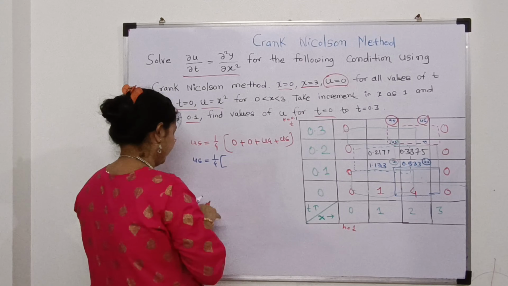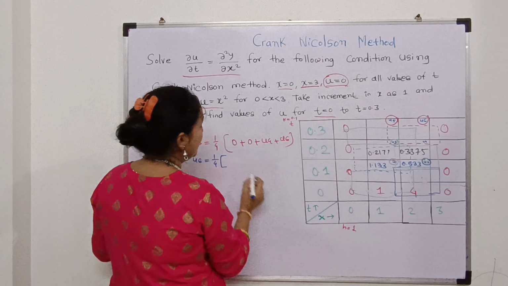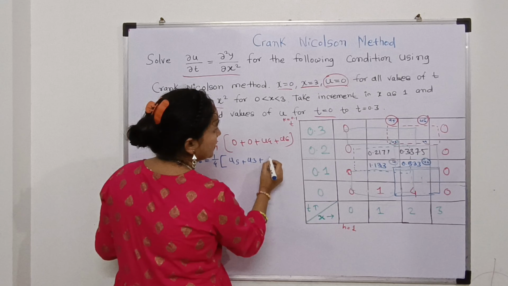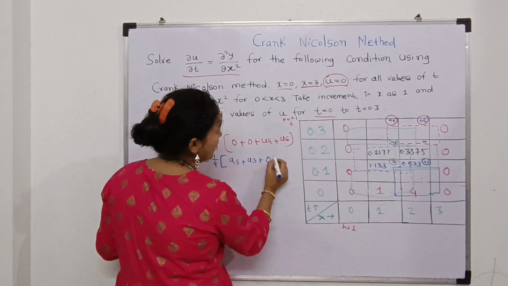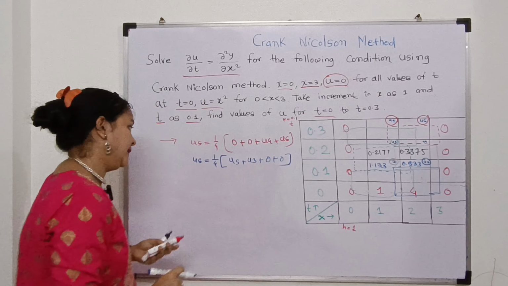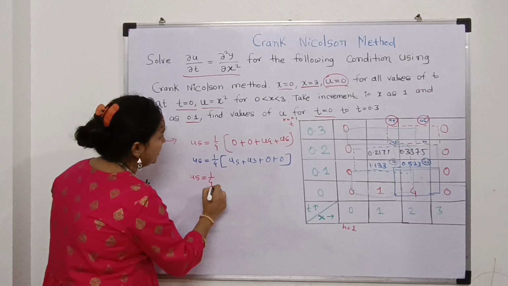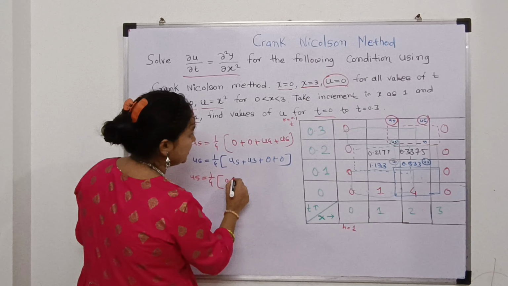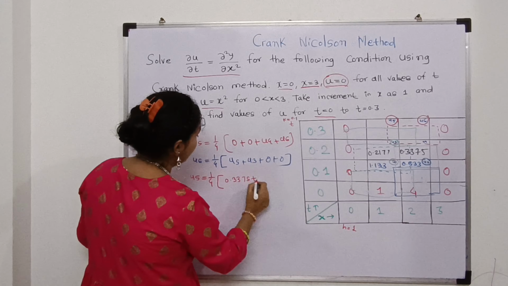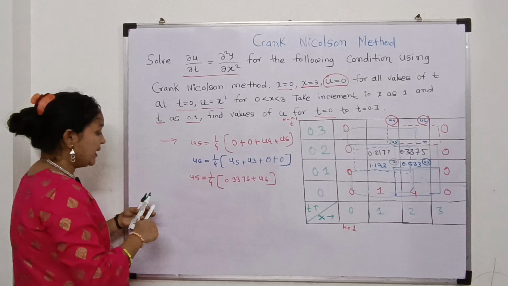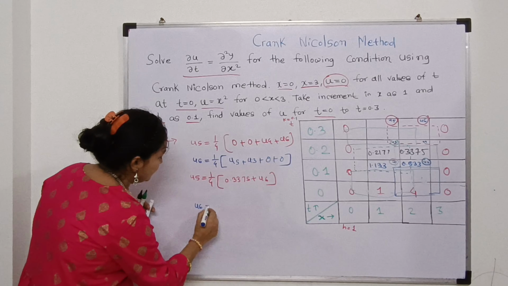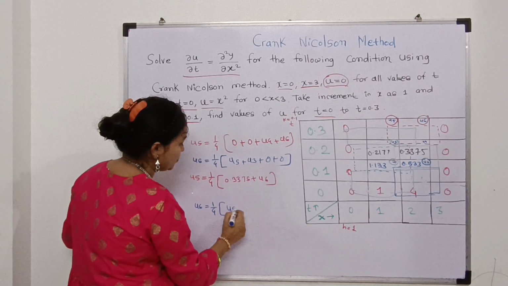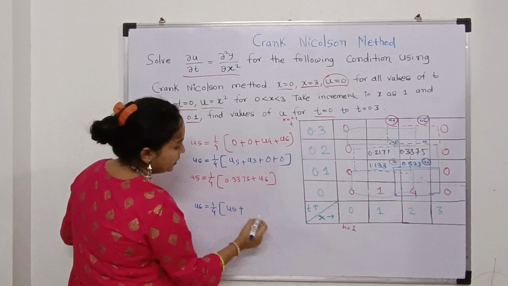So that become u5 plus u3 plus 0 plus 0, right? For the calculation of u5, you have the value of u4 that you already calculated. So u4 value become 0.3375 plus u6. Similarly, u6 value is nothing but 1 by 4 of the u5 value that you are supposed to calculate, and u3, so u3 value become 0.2177.